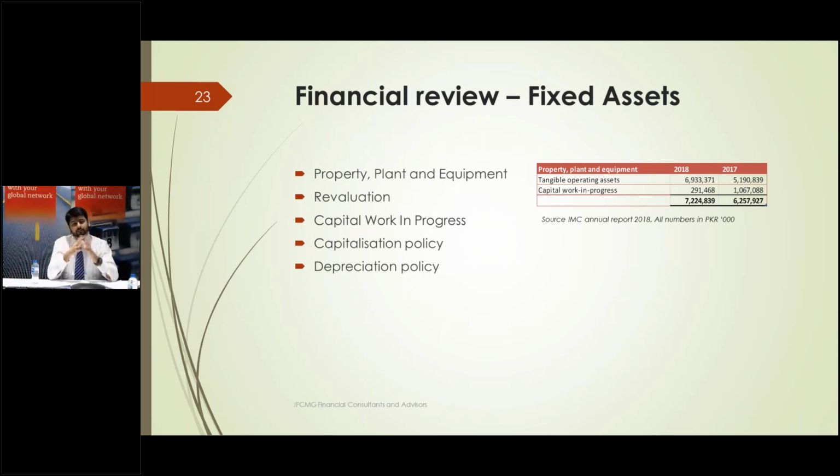The second is the capitalization policy: what is the criteria of capitalization for the company? Some companies have a monetary value fixed. Some require proper analysis of what the purchase is and how much it is under use. Those are the things we need to consider when reviewing the fixed assets.